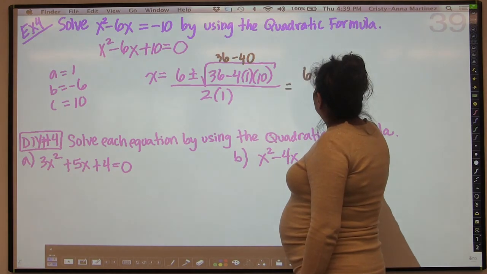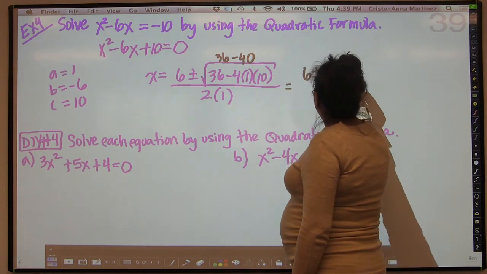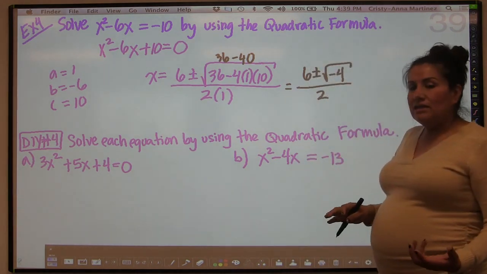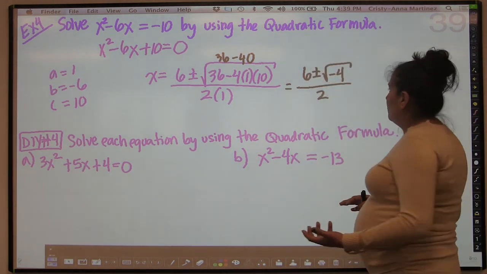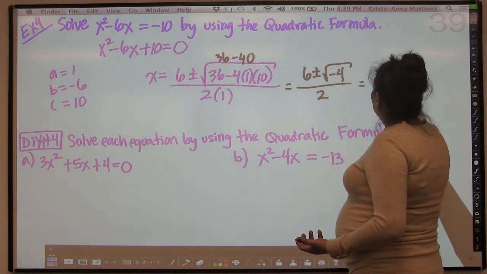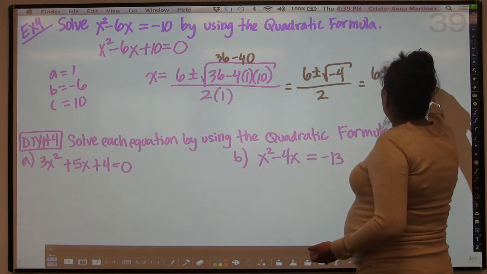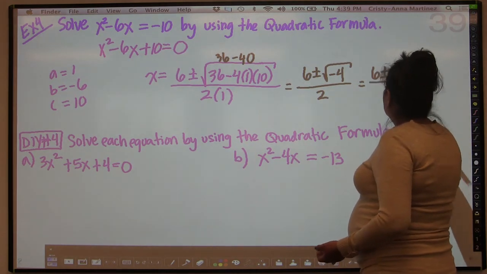So now we have 6 plus or minus the square root of negative 4 divided by 2. And now that we understand how to deal with the square root of a negative number from our previous lesson, then we can write that as 6 plus or minus the square root of 4 is 2, and then you have an i because of the negative, over 2.